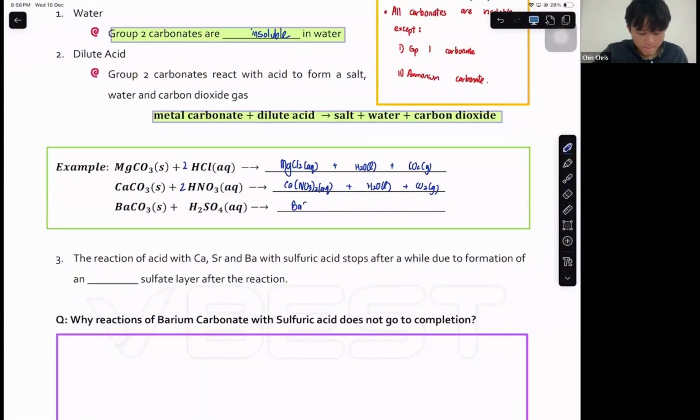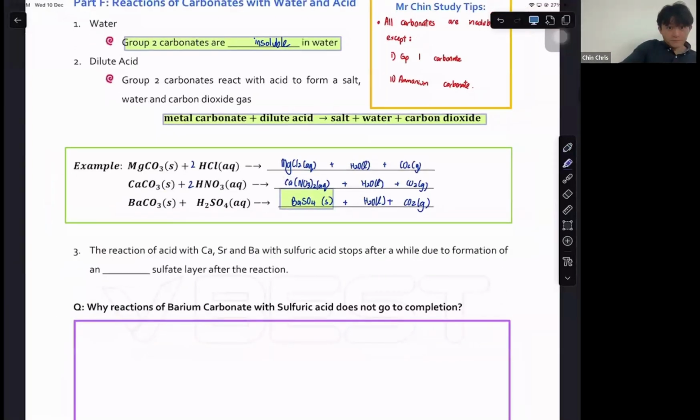Stay simple? Wrong. Solid. Remember, barium sulfate is never aqueous. Don't get tricked. BaSO4 is a solid always. It's insoluble. Okay? Plus H2O plus CO2. Double underline or highlight the state symbol for barium sulfate. Clear?